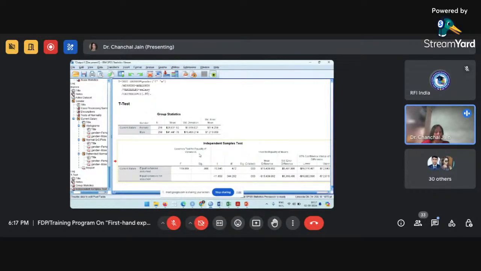You can find here that the F value is 119.669 and the significance value is 0.000, right? So when you compare this p-value with your level of significance, which is 0.05, you can easily conclude that this is less than 0.05. That means you are not going to accept your null hypothesis. The null hypothesis says sigma 1 square is equal to sigma 2 square, that means variance is equal. So you are rejecting it, and alternatively you are saying that variance is not equal. Is it clear to everyone?